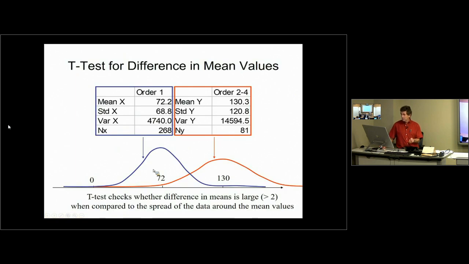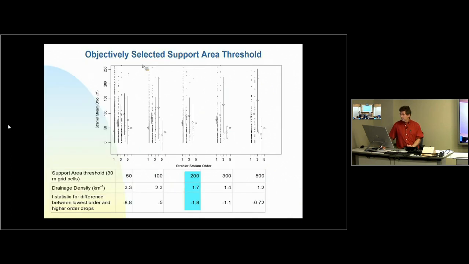So the t-test for the difference in means, your first order streams and the second to the fourth order, there's a formula that basically takes the difference in means, involves the standard deviations, and if the absolute value of the t statistic is greater than 2 on average, depending on how many sample points you have, then it would be significant at the 95% level. So that's what we did. We put a support area threshold of 50, 100, 200, 300, and we evaluated the drainage density for each of those thresholds. Notice as you go to a higher stream threshold, the drainage density gets less.